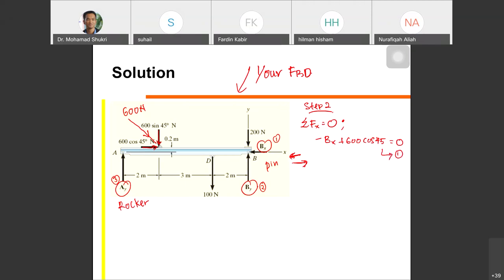And then summation of Fy equals 0. So we have AY, minus because it's going downwards, minus 600 sine 45, minus 100 Newton. This one, 100 Newton going downward, is negative. Plus BY, and then minus 200. Minus 200 Newton equals 0.